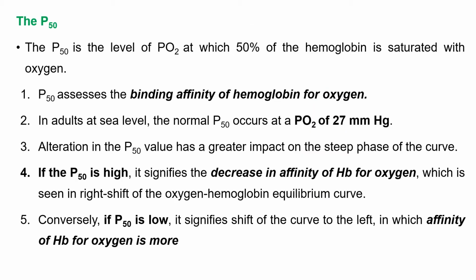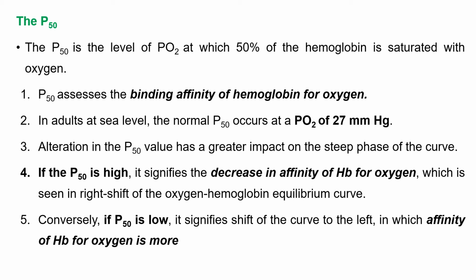The P50 is the level of PO2 at which 50% of hemoglobin is saturated with oxygen. P50 assesses the binding affinity of hemoglobin for oxygen. In adults at sea level, the normal P50 occurs at a PO2 of 25 to 27 mmHg. Alteration in the P50 value has a greater impact on the steep phase of the curve.